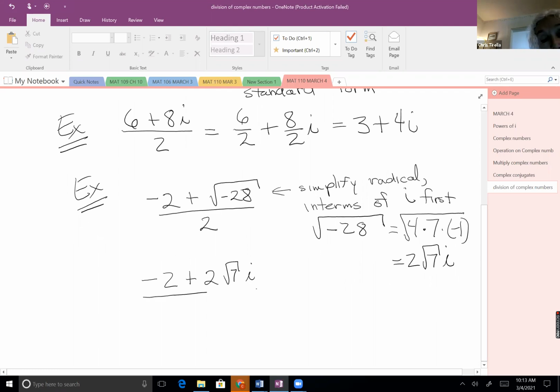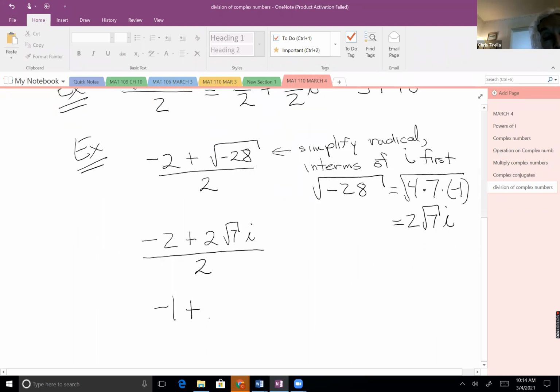And again, in our original problem, we were dividing that all by 2. And so negative 2 divided by 2 is negative 1. Plus 2 radical 7 divided by 2 would be radical 7. And we'd keep our i.